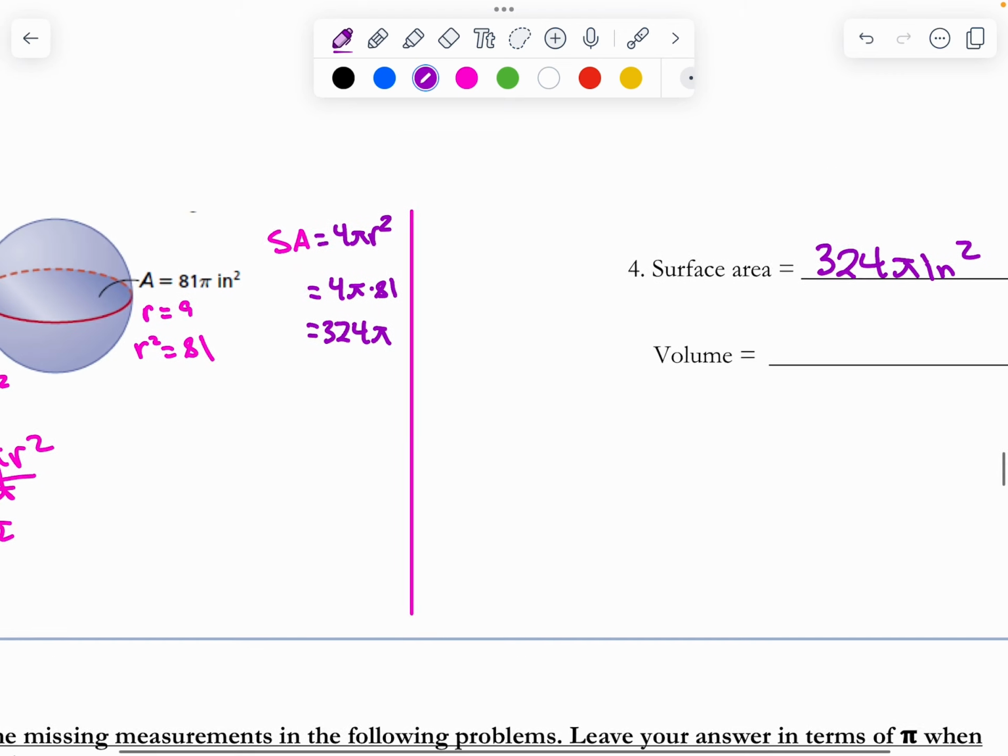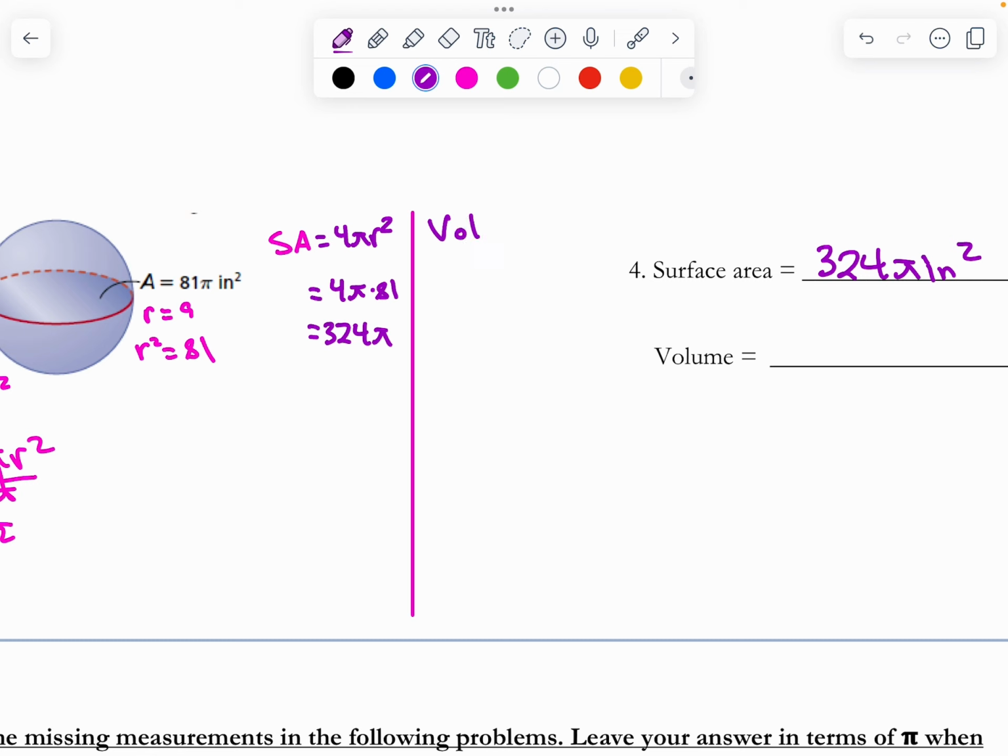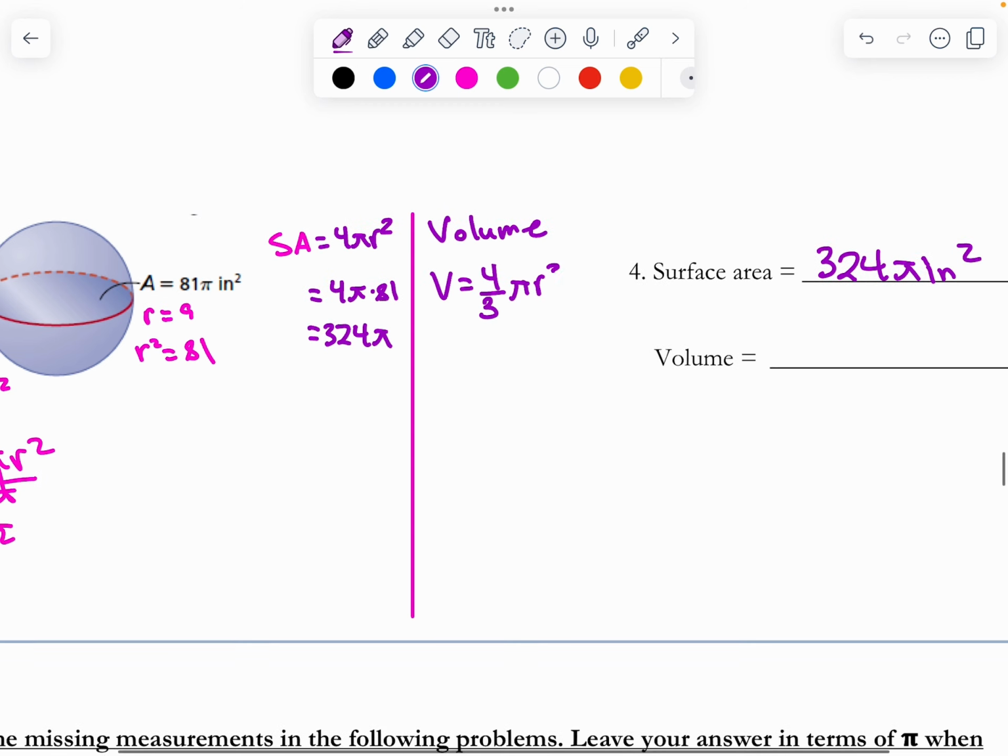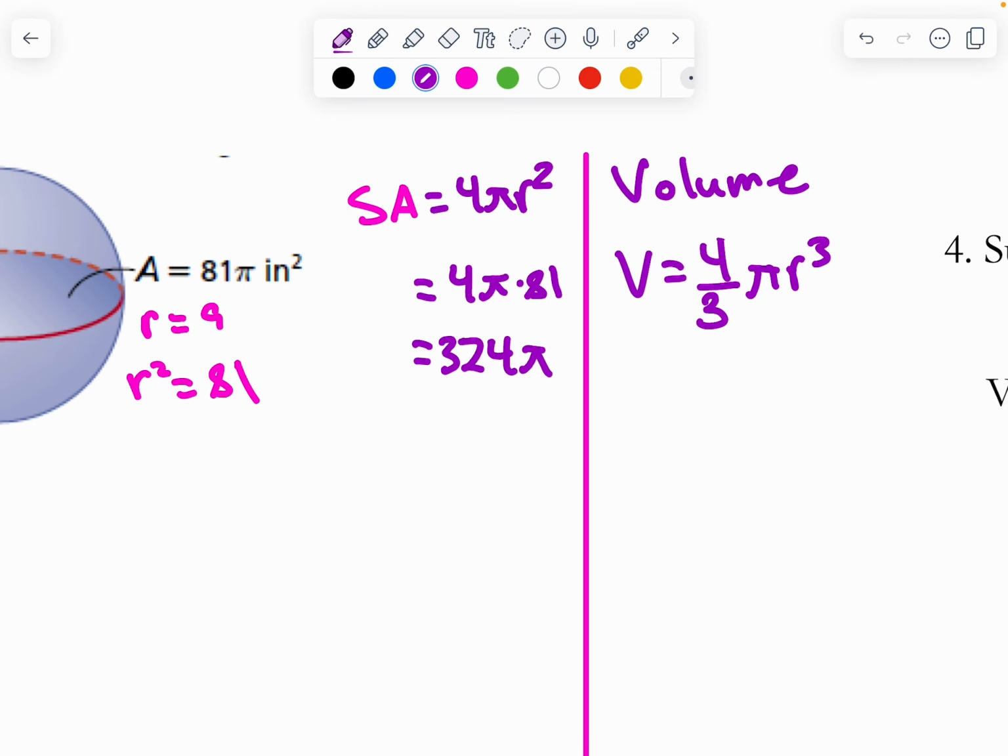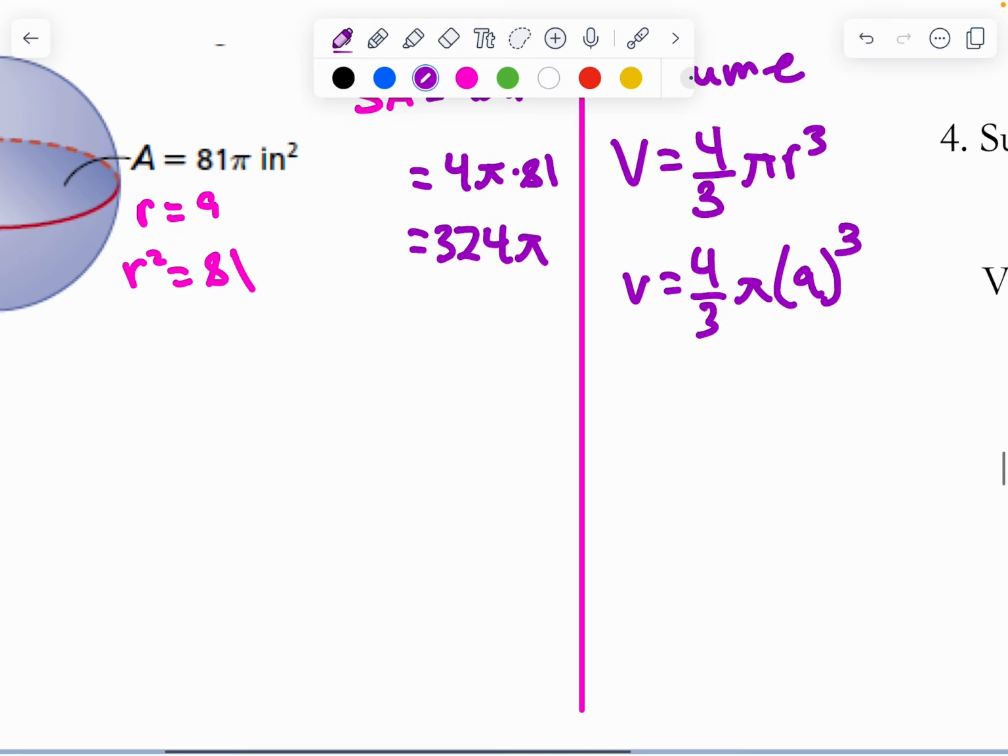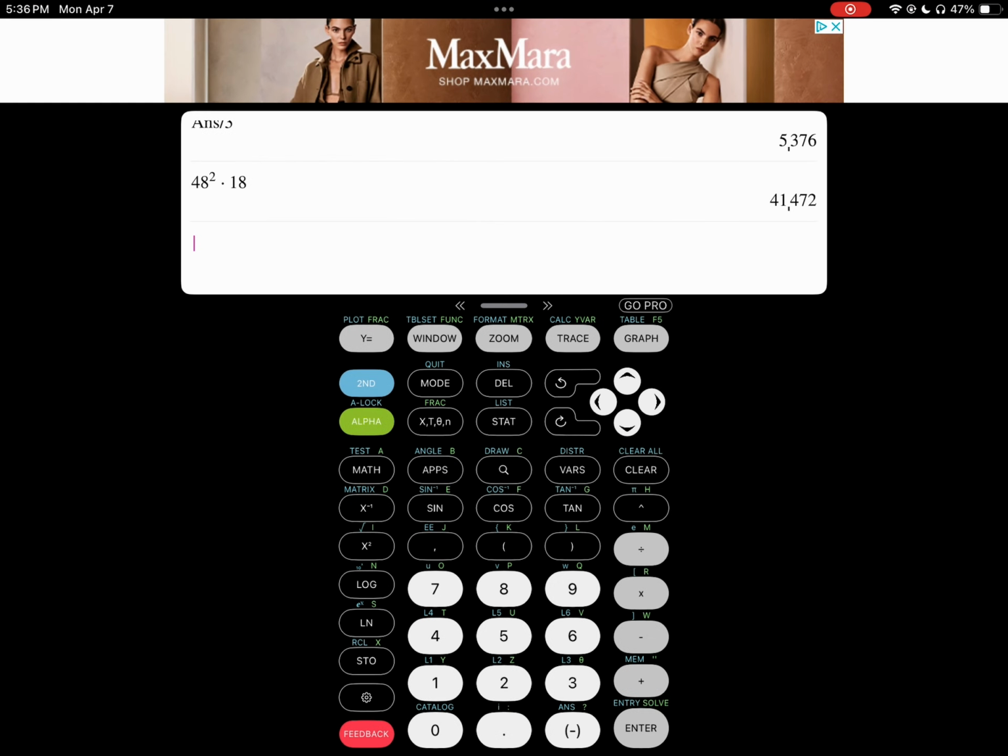Wonderful. Now let's go ahead and see if we can find my volume. My volume here is going to be V is equal to 4 over 3 pi r cubed. All right. Wonderful. So we don't have our r cubed, but we do have our r. So V is equal to 4 over 3 pi times 9 cubed. And when I put this in my calculator, right, 9 to the power of 3, we're going to multiply that by 4 over 3. And you could do 4 over 3 times 9 cubed, it doesn't matter.